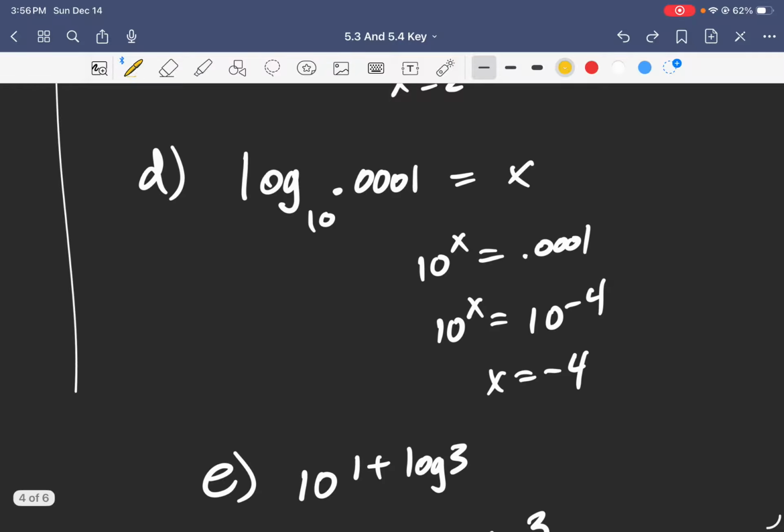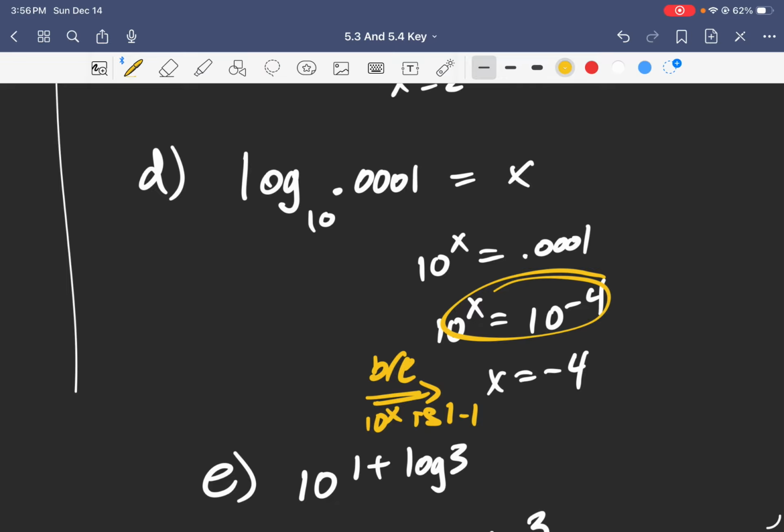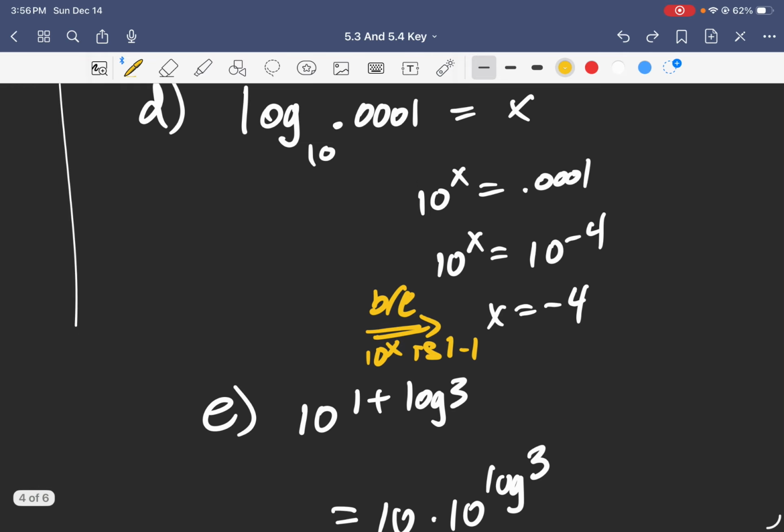Log base 10 of 0.0001 is saying 10 to what power gets you this? Well, this is just 10 to the negative 4th, right? Why? Because when you multiply it by 1, 2, 3, 4, you get 1. Or another way to think about it is you start with 1 and go 1, 2, 3, 4 to the left. That's why it's 10 to the negative 4th. So you get this because 10 to the x is 1 to 1. So equal outputs means equal inputs.